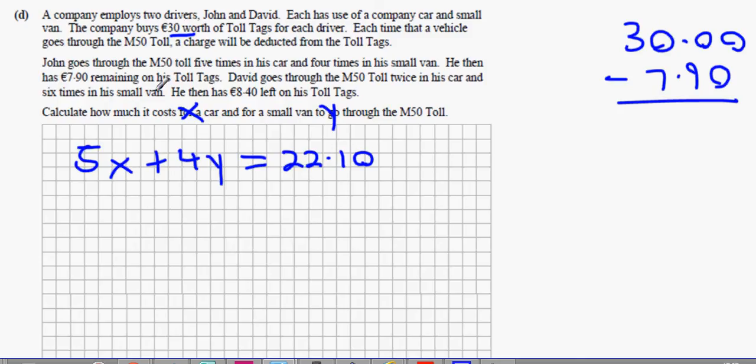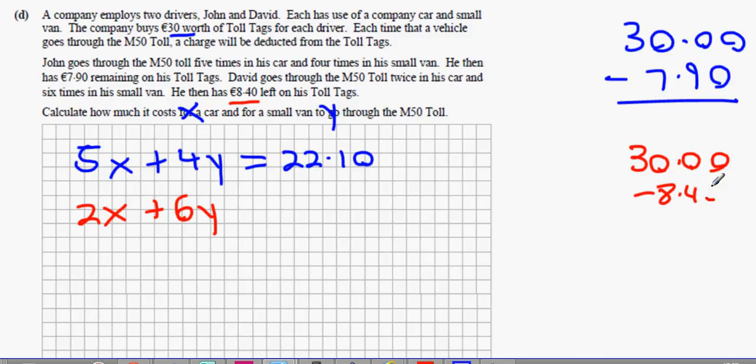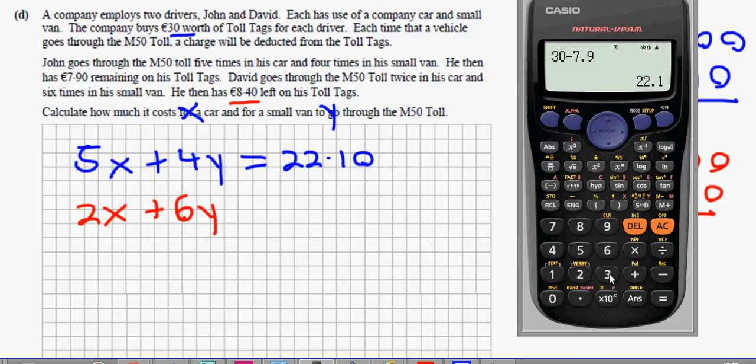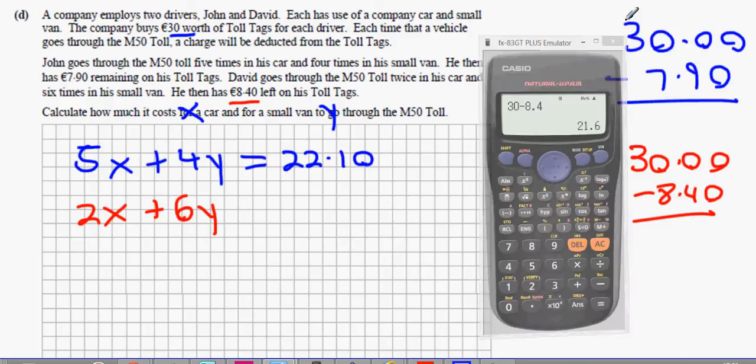Okay, now we're on to the next equation. David goes through the M50 toll twice in his car. Twice in his car is 2x, 2 multiplied by the cost per time in the car. And 6 times in a small van, so that's going to be plus 6y, 6 multiplied by the cost in a small van. He has €8.40 left on his toll tag, so it's going to be €30 minus €8.40. What we get here is €21.60.